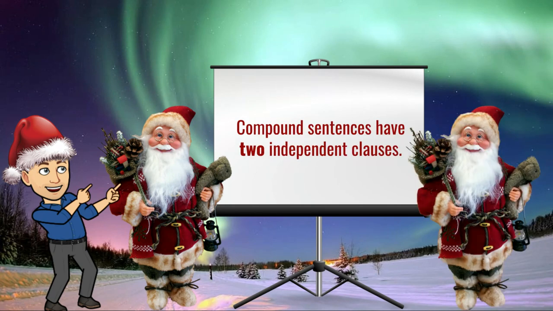Compound sentences have two independent clauses. So these are two independent thoughts, two thoughts that can stand alone as their own sentence, and they're going to be combined in several different ways in order to be a compound sentence. So just because you have two independent clauses doesn't mean you got it perfect. There's only certain ways this works in order for it to actually be a compound sentence.